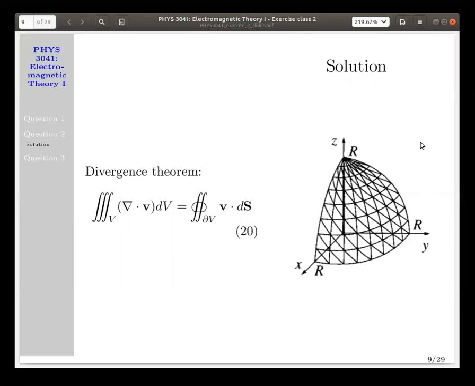In the question, we are considering an octant of a sphere. The volume here corresponds to the volume of this octant, and the surface integral will involve the four surfaces of this octant. One is the curved surface, and the other three are the quarter circles in the xy, yz, and xz planes.